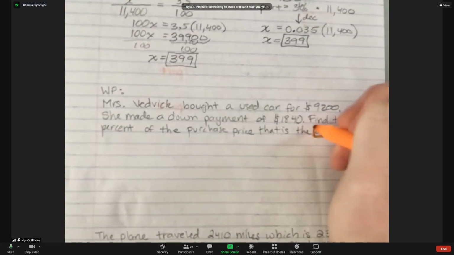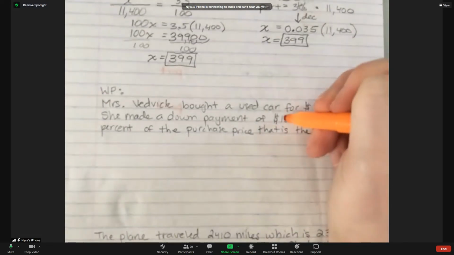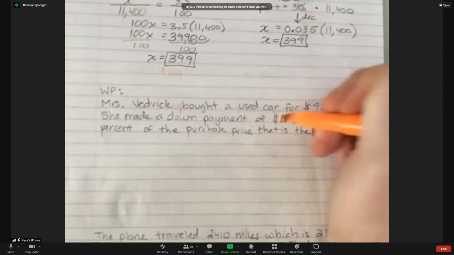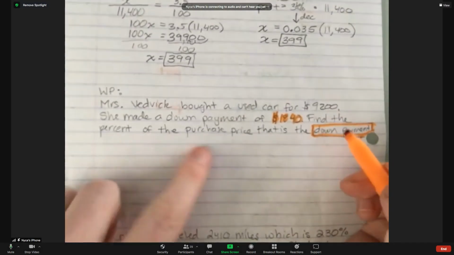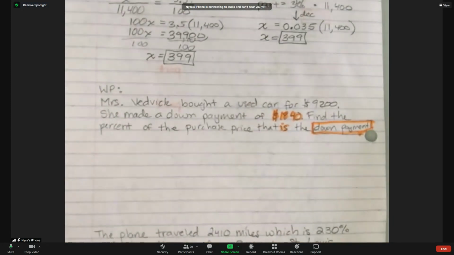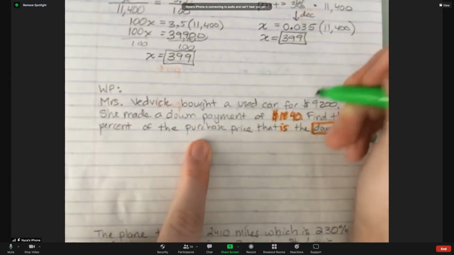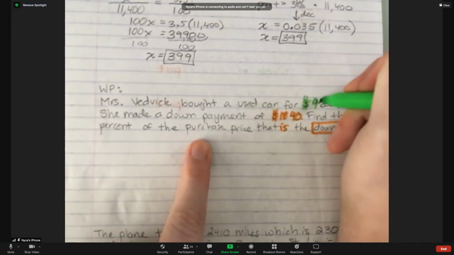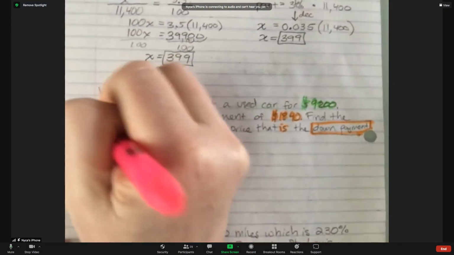So I know right now that I've paid a piece of it. And what piece did I pay? I paid right here. This was my down payment. Let alone it says find the percent of the price that is the down payment. All right. Then I need to think, what is the whole? Well, the whole is the cost of the purchase. And that whole cost was $9,200. And it asked me to find the percent.